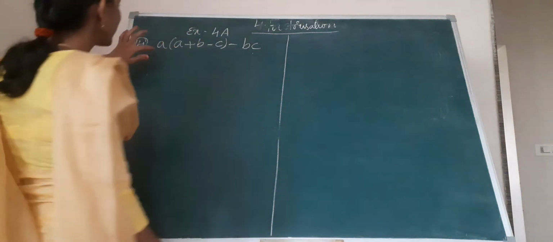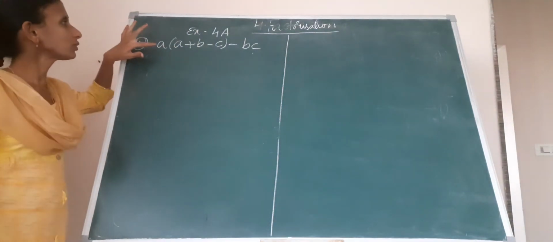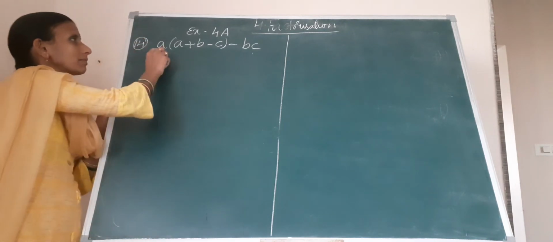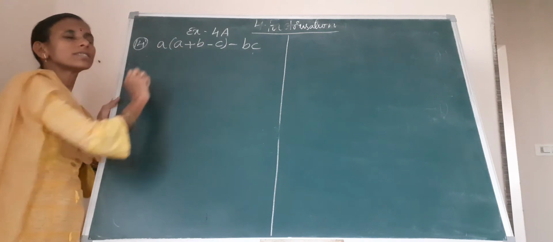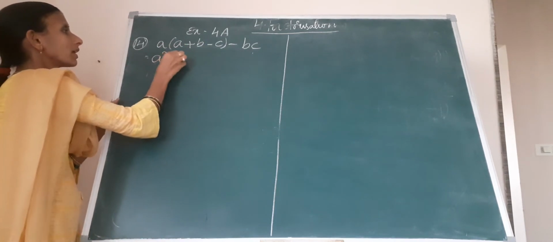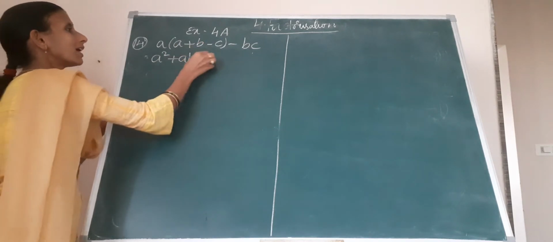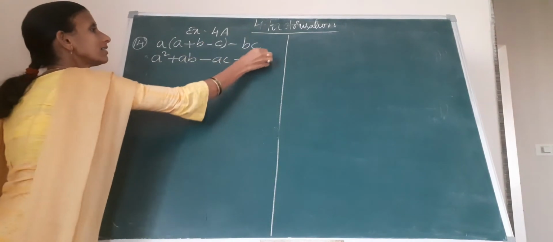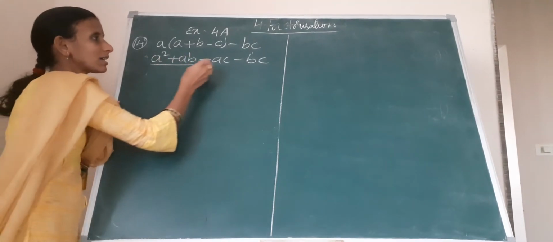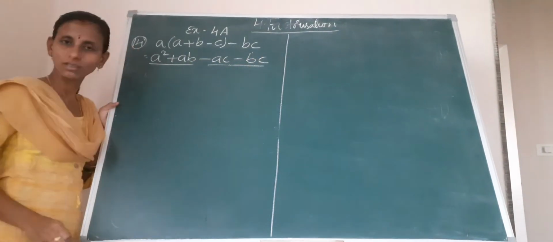Okay. So our next problem is a into a plus b minus c minus bc. So what we will do? First we will multiply this a with all the terms inside the bracket. So what do we get here? A square plus ab minus ac minus bc. Now we will do grouping. So these two terms as one group and the next two terms as one group.